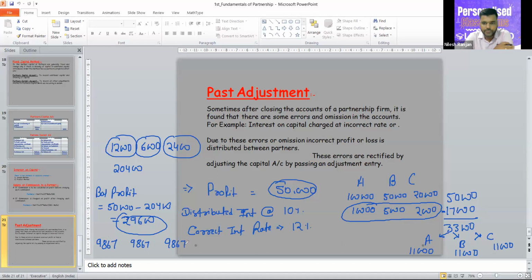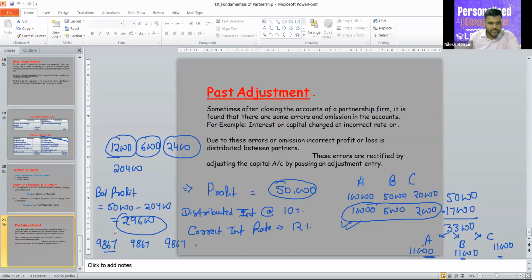Now, due to the adjustment, this interest of 10,000, 5,000, and 2,000 will be taken back. And this profit will also be taken back. This is the incorrect profit. And now we will give this amount and this amount to partners.